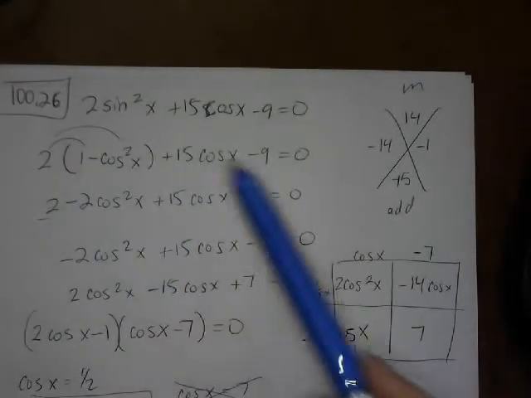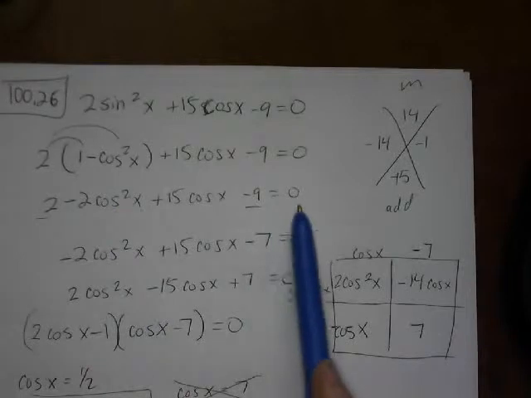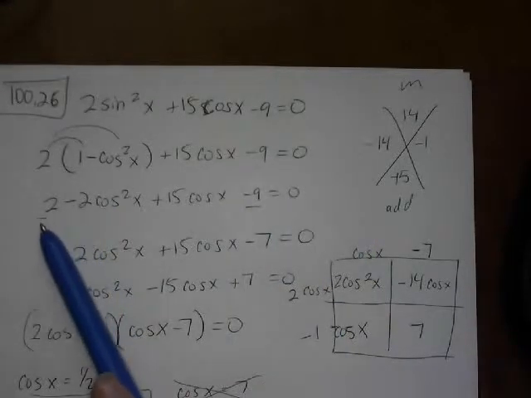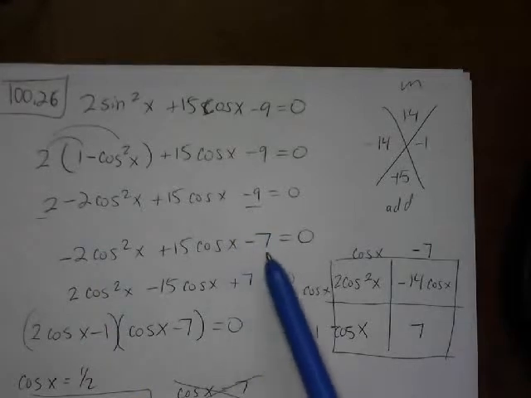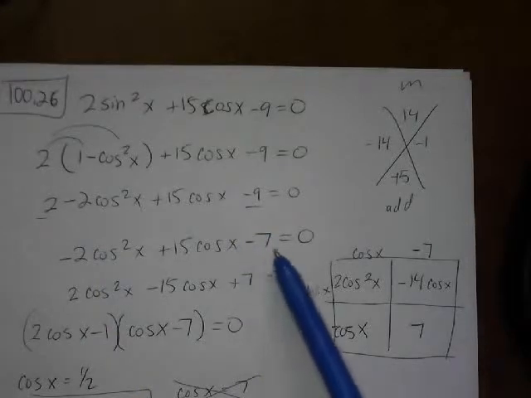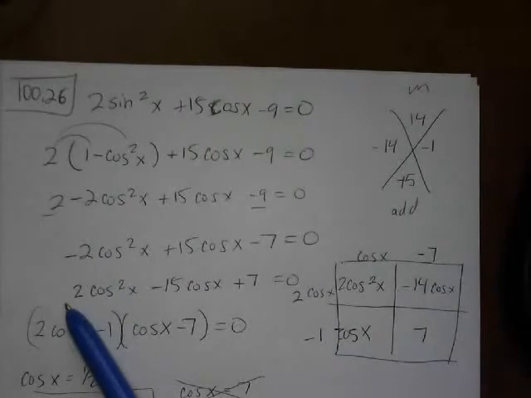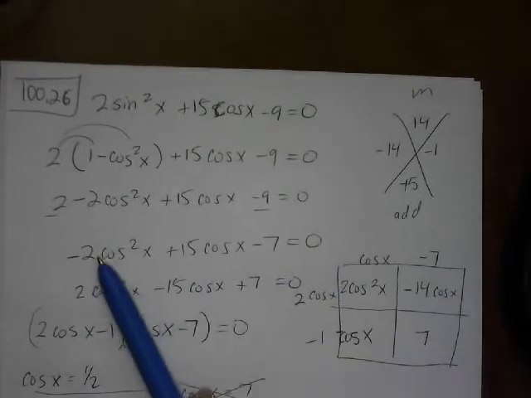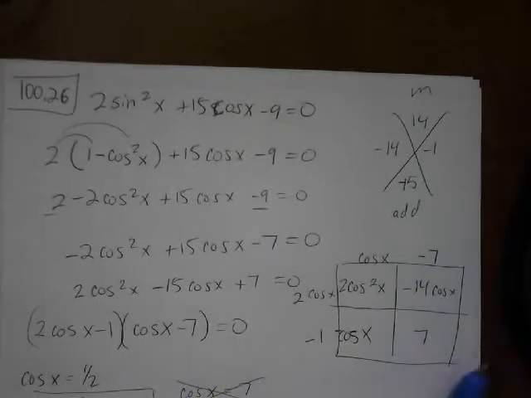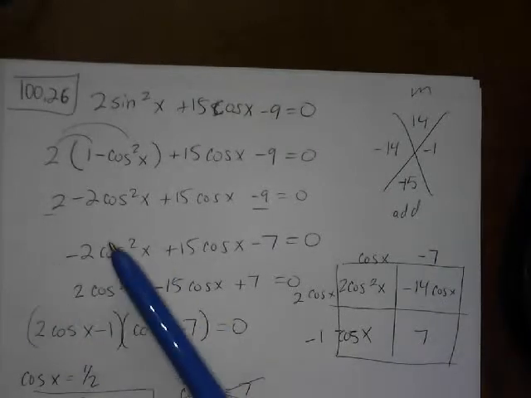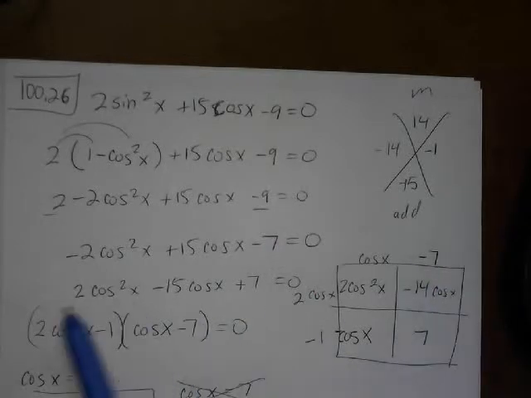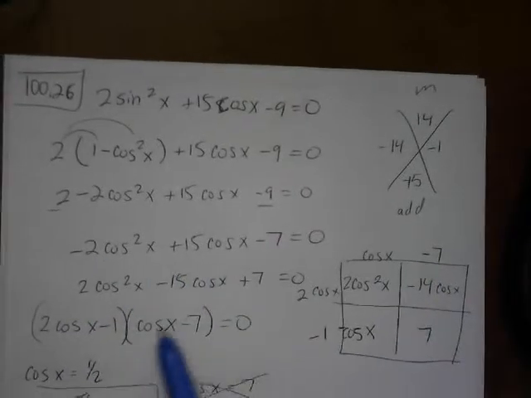Now I'm all in, and I distributed. So now I'm all in cosines, which is good. Then I combined like terms. The 2 and the negative 9 made the negative 7. I don't like there to be a negative in front of my squared term for some weird reason, so I always multiply through by negative 1. You don't have to do it that way, but I always do.